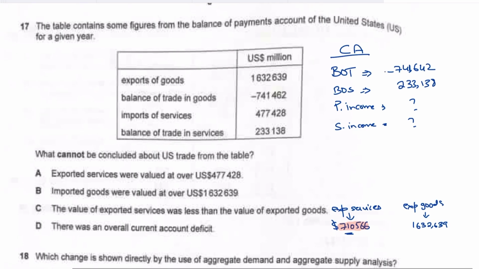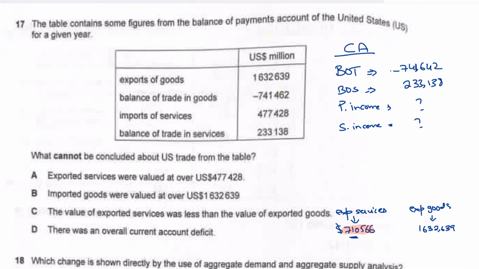Question 17 says the table contains some figures from the balance of payments account in the United States for a given year. What cannot be concluded about US trade from the table? So let's see, exports of services were valued at over 477. Exports of services have to be valued at over 477 because the imports of services are 477. So the exports have to be more than the imports because the balance of trade in services is positive. So we can conclude this, so this is not the right answer.